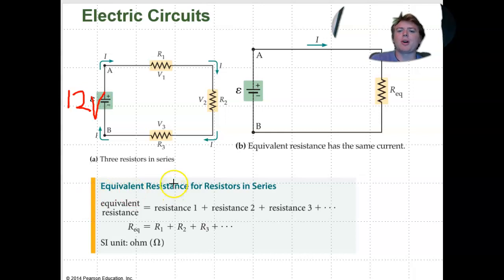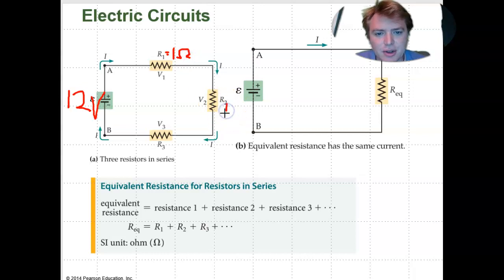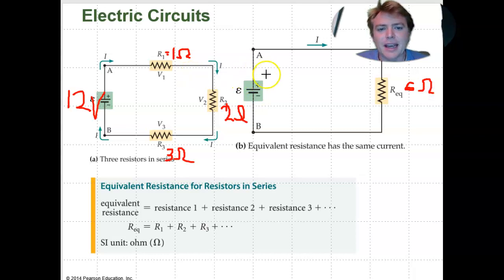All right, we have a 12-volt battery. And like I said before, we're going to say R1 is equal to 1 ohm, R2 is 2 ohms, and R3 is 3 ohms. That means that the equivalent resistance is going to be 6 ohms. And we still have 12 volts.